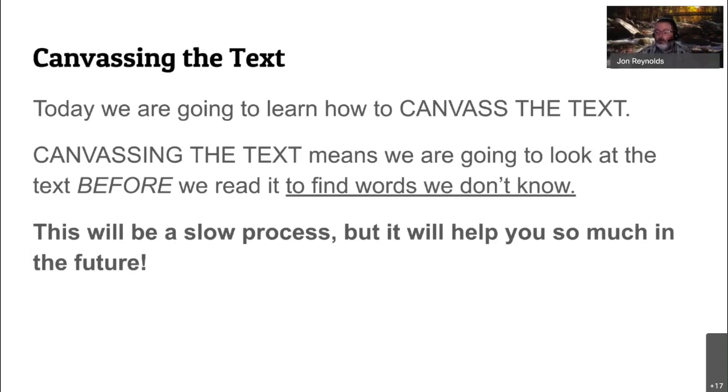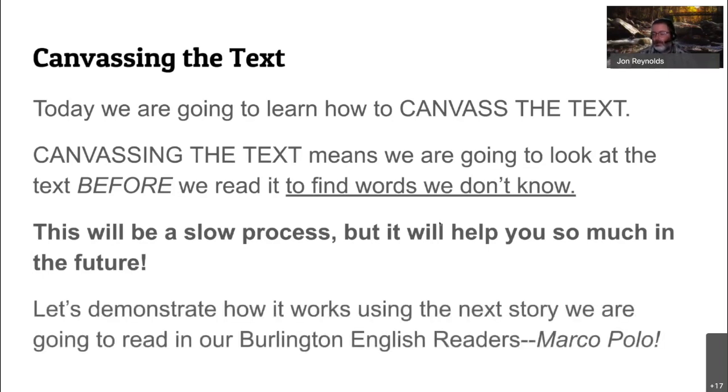You see, when you learn more words, you don't need to do this. But now, everybody in this class right now, you need to do this. You need to look for words you don't know before you read. So that's what we're going to demonstrate here this morning.